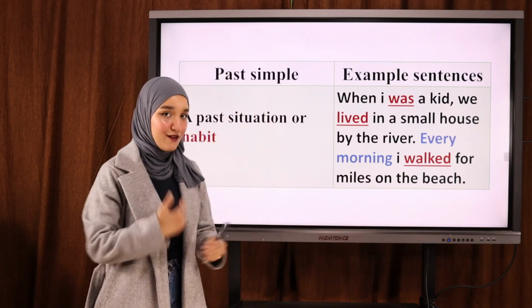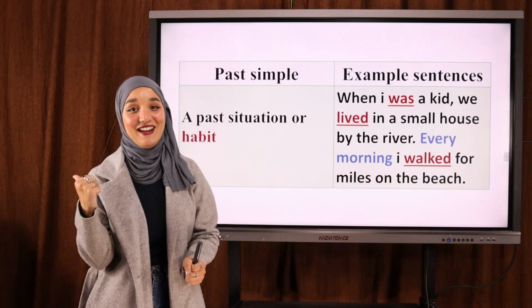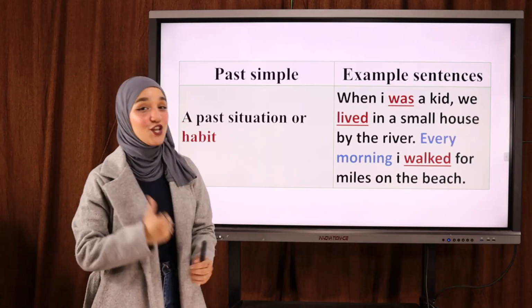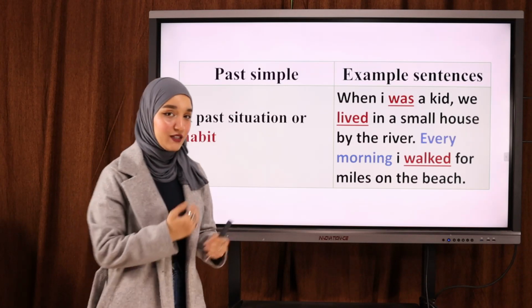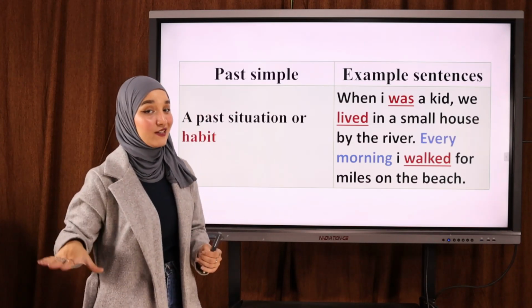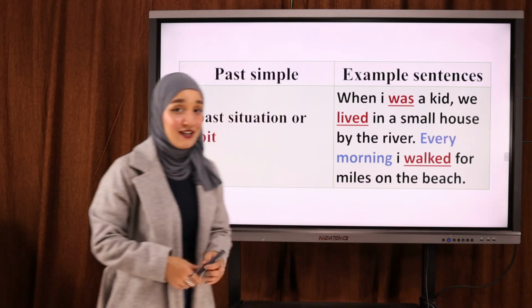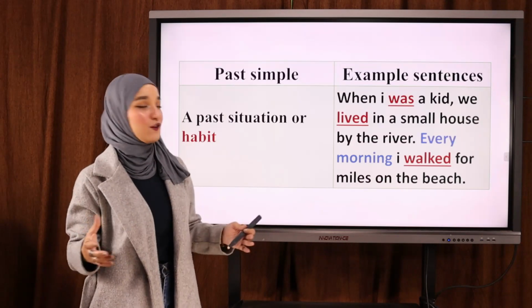في كل morning, every morning. This is a repeated action, but in the past. Okay? This is something I used to do, okay? هذا فعل متكرر كنت أفعله when I was a kid عندما كنت صغير, okay? So every morning I walked for miles on the beach. But today I don't walk for miles on the beach.